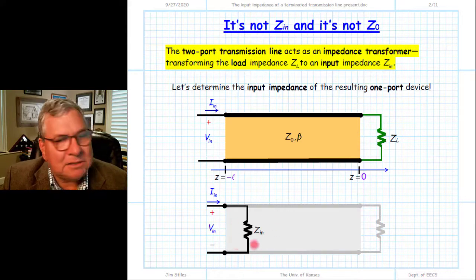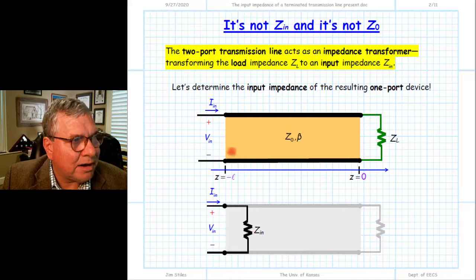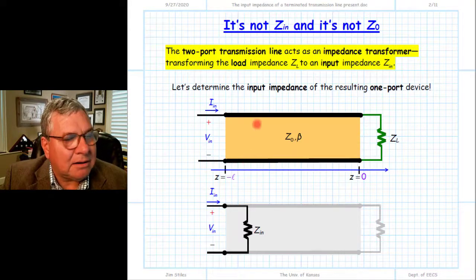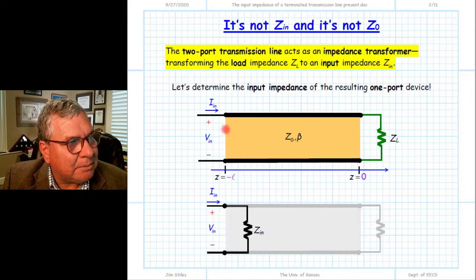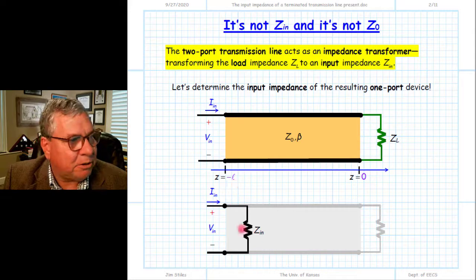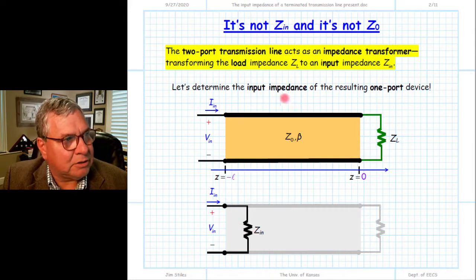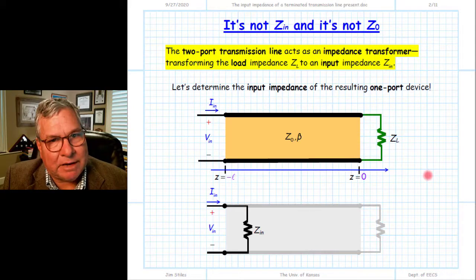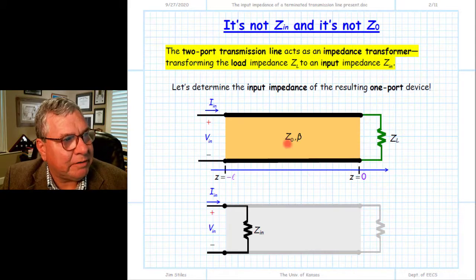So the input impedance doesn't describe what's going on right here at the beginning of this circuit. Again, a lot of times students think the input impedance somehow describes only this first part. The input impedance, again, is the equivalent circuit for the entire one-port device. In this case, a one-port device that's parameterized by three real values, Z0, beta, and L, and one complex number, ZL.